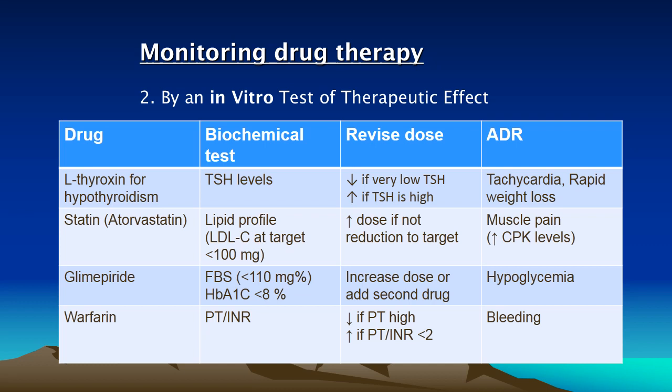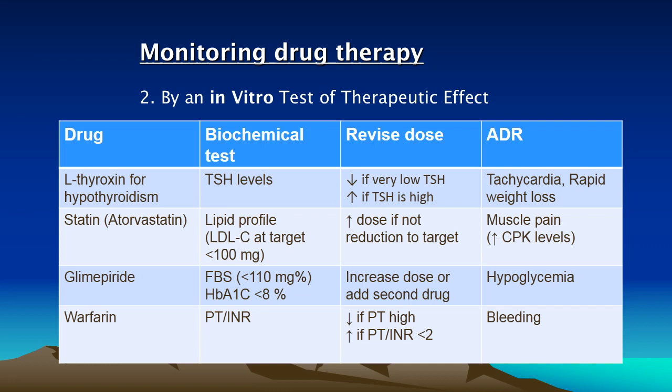Atorvastatin causes reduction in the lipid profile, notably LDL-C levels, which can be reduced, and a target dose can be achieved, as far as possible in patients with risk factors. Levels should be kept as low as 100 milligram percent.